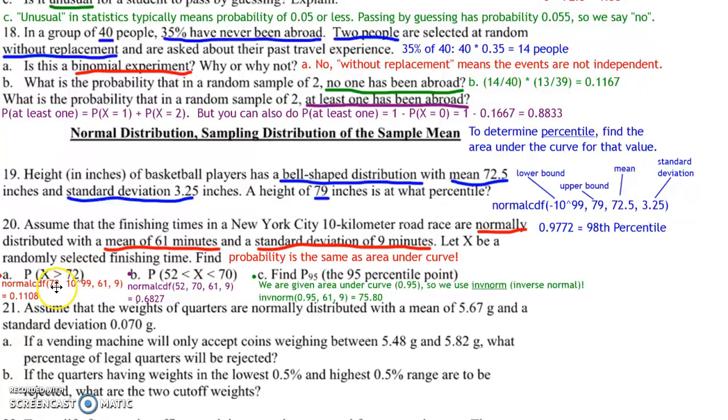X is greater than 72. That means 72 is my lower bound. My upper bound is 10 to the 99th. Here we're doing a calculation where we're looking between two values. And here we're given area under the curve, so we have to use the inverse.